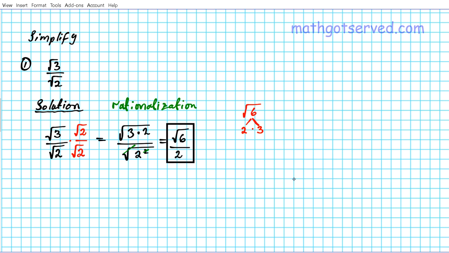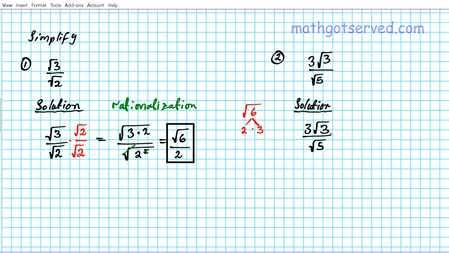Alrighty, let's take a look at another example, question number 2. Now for question 2, let's say we are to simplify 3 root 3 divided by root 5. You can see the difference here between number 2 and number 1. In number 2, the numerator has a coefficient. It's not just a radical. Okay? All right, so let's see how we can attack a problem like this. 3 root 3 over root 5.